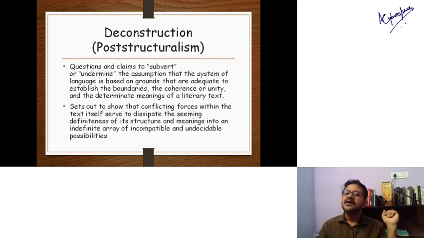We'll come to this later. So deconstruction sets out to show that conflicting forces within the text itself serve to dissipate the seeming definiteness of its structure and meanings into an indefinite array of incompatible and undecidable possibilities. There are plenty of conflicts, plenty of undecidable possibilities within the text, and the text is just an arrangement of that. Apparently there is a unity, apparently there is simplicity, apparently there is a coherence within the text. Actually there is not. There is no coherence at all, there is no unity at all. What we see is a play of signifiers all around us whenever we look at a particular literary text.